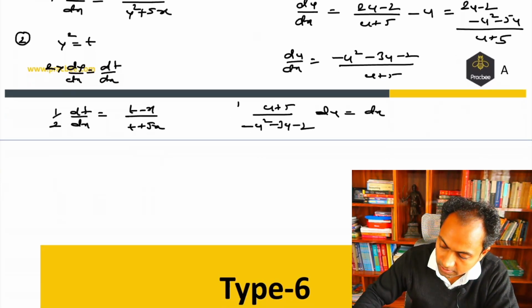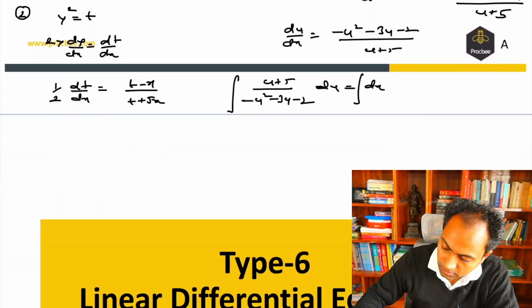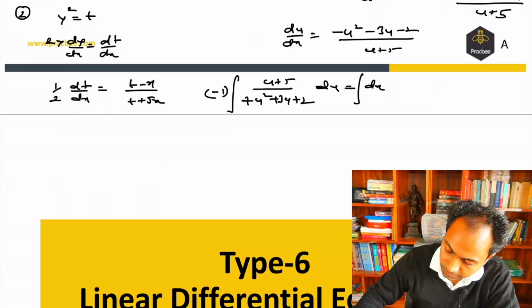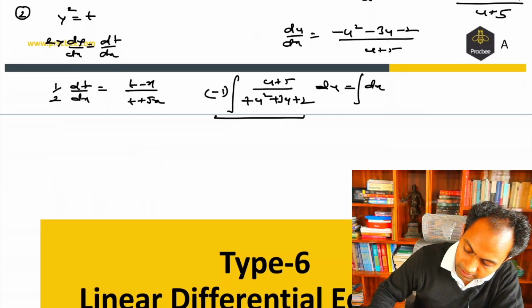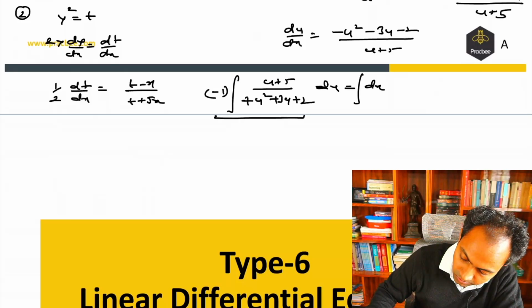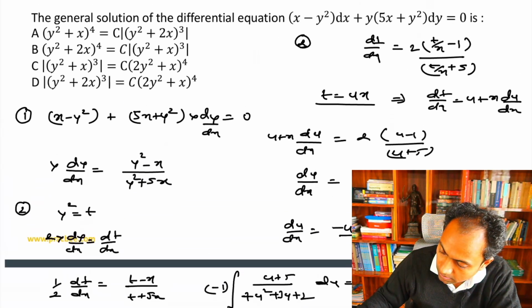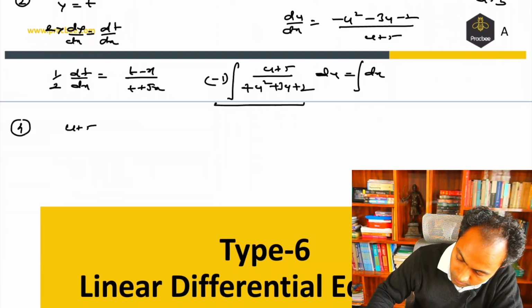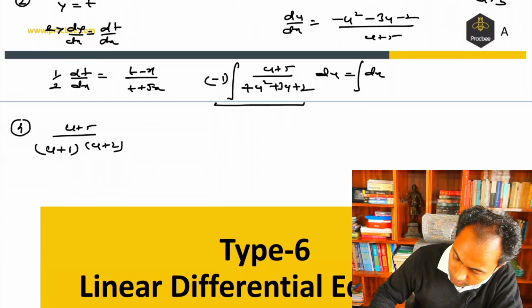Now we can integrate both the sides and get the answer. If I integrate this, I will have to use a little bit of partial fraction. So let us take this minus sign out first. Now the denominator can be expressed as (u plus 1) into (u plus 2). Let us also write that. If I want to integrate this, I am integrating it separately here. So in the fourth part of the question, let us write the integration: (u plus 5) by (u plus 1) into (u plus 2).